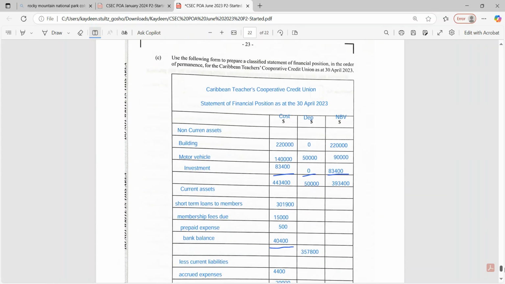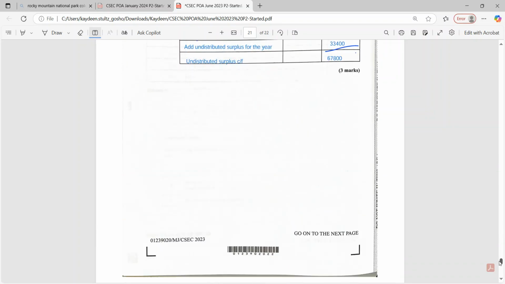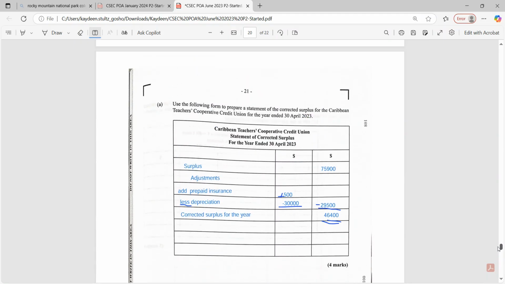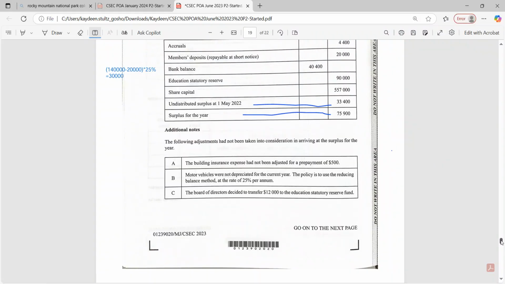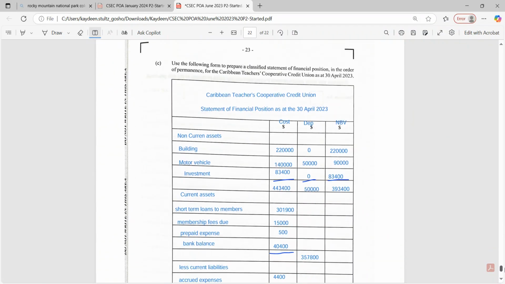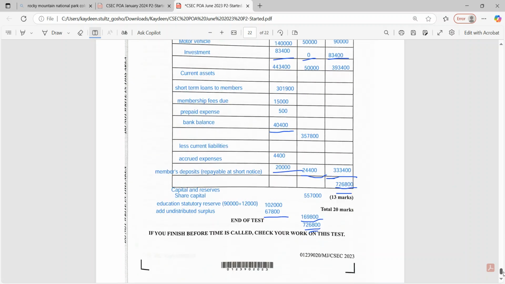All right, lastly, use the following form to prepare a classified statement of financial position in the order of permanence for the Caribbean Teachers Cooperative Credit Union as at the 30th of April 2023. You're going to start with the name of the business, Caribbean Teachers Cooperative Credit Union, and the date. So that's what we did here, statement of financial position. You're going to list your non-current assets.